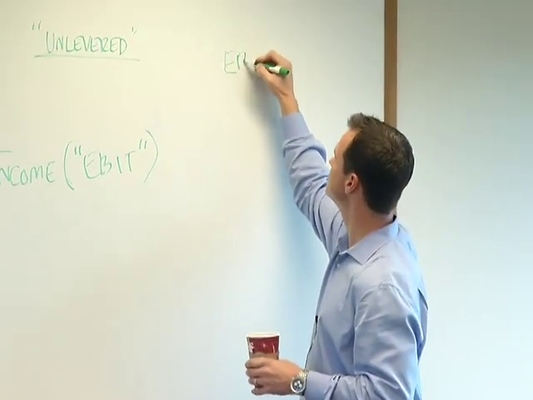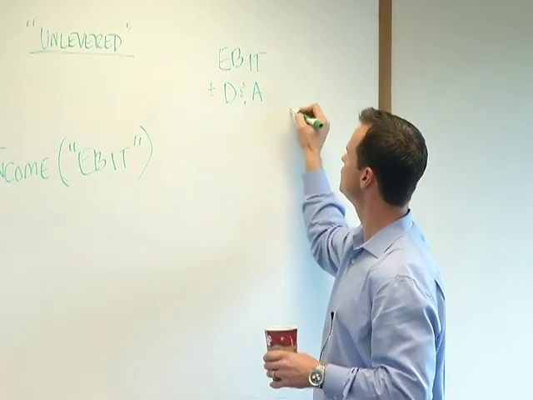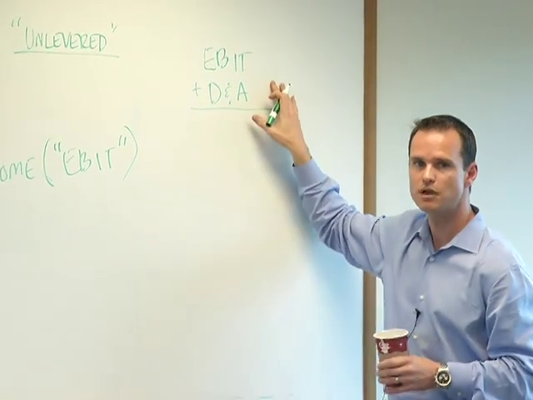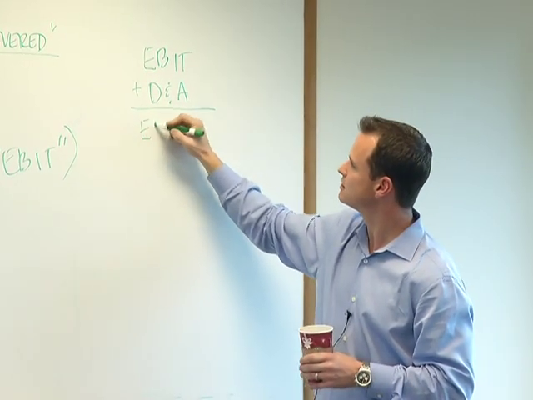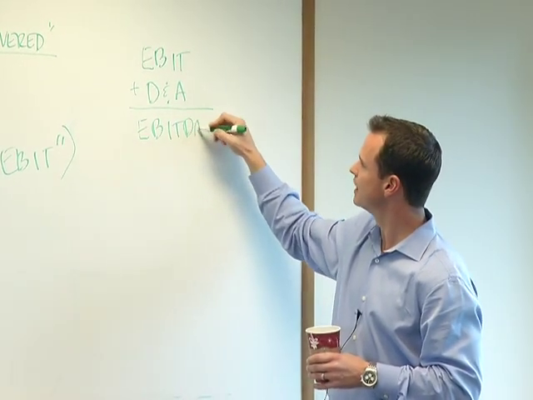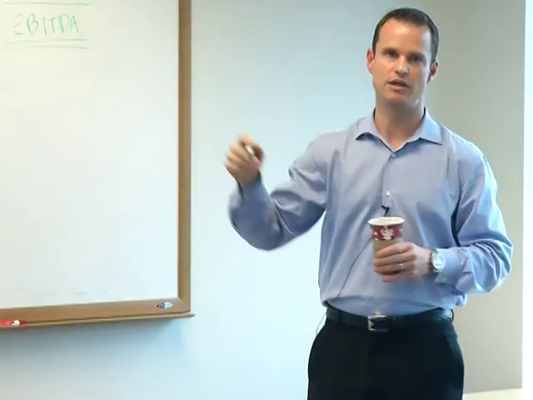Anybody ever hear the term EBITDA? If we take a company's EBIT and we add back something called depreciation and amortization, oftentimes referred to as D&A, we get a concept, an item that we refer to as EBITDA. Okay, EBITDA is not an accounting term.